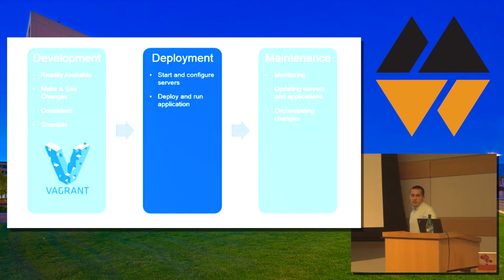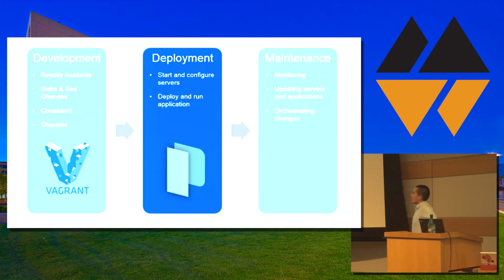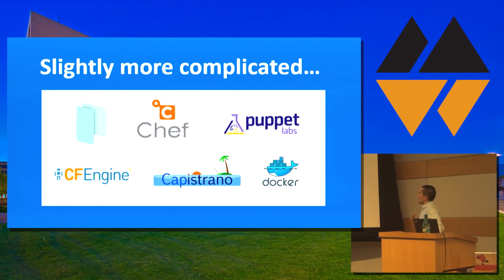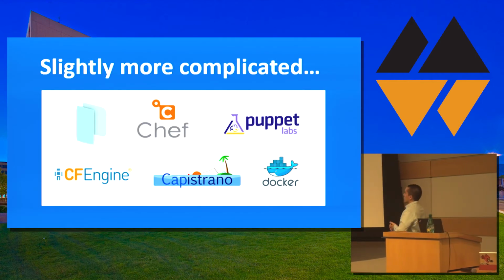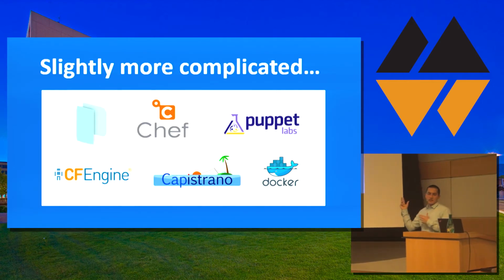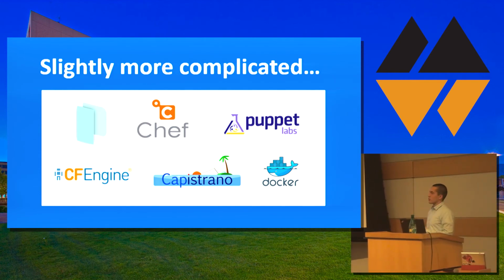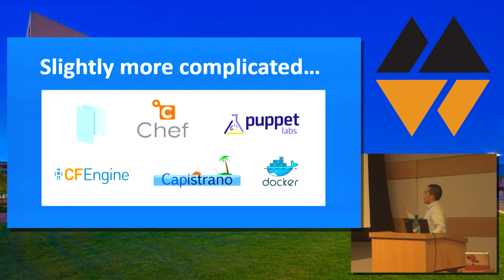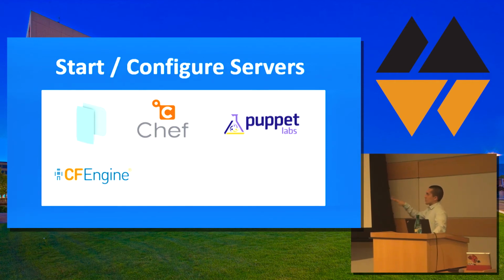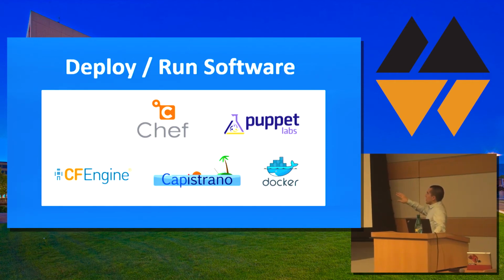On the deployment side, I said it's complicated. I'm going to talk about Packer just a little bit, because again, there's a talk there. But the deployment side is really complicated. So here's 6 things. I could have listed 50, but there's a lot of tools in this space. If you break it down to the phases, there's a couple: the start, configure, server side of things, and then the deploy and run software side of things. And there's overlap there, which makes things more complicated.